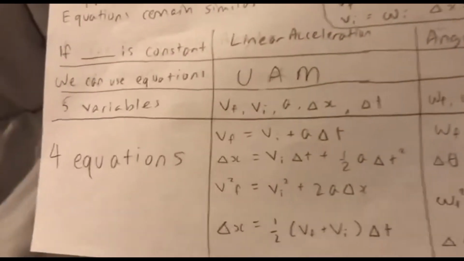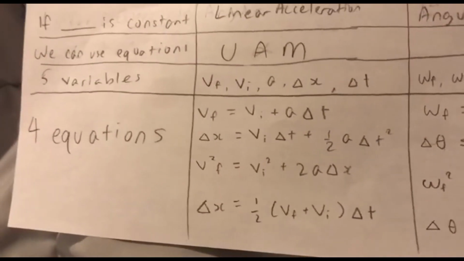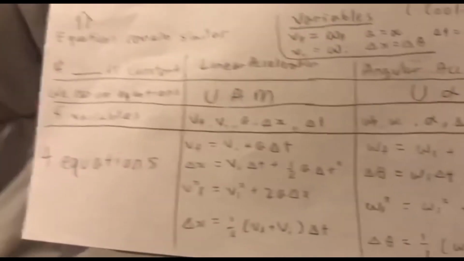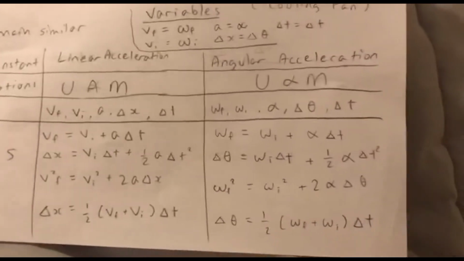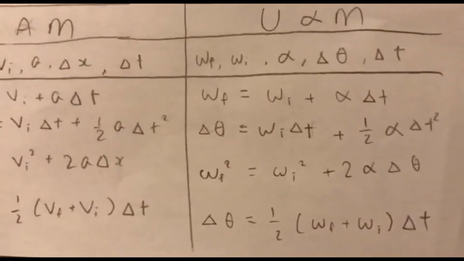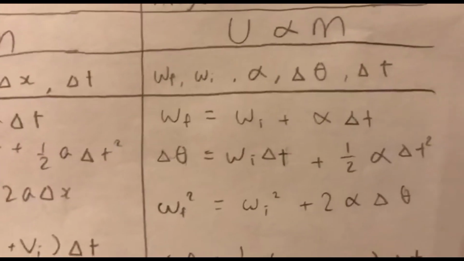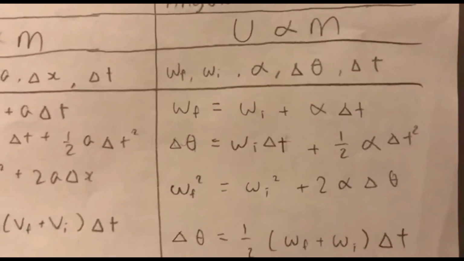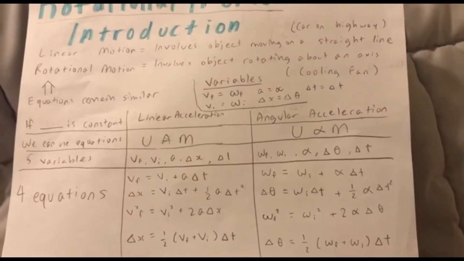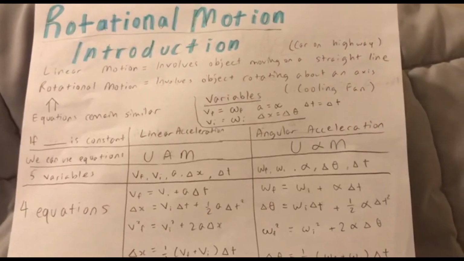For example, in the first equation we can see velocity final equals velocity initial plus acceleration times change in time, which is a UAM equation. And then in the uniform angular acceleration motion equations, we see angular velocity final equals angular velocity initial plus angular acceleration times time. So this is an introduction on going from linear motion to angular rotational motion.